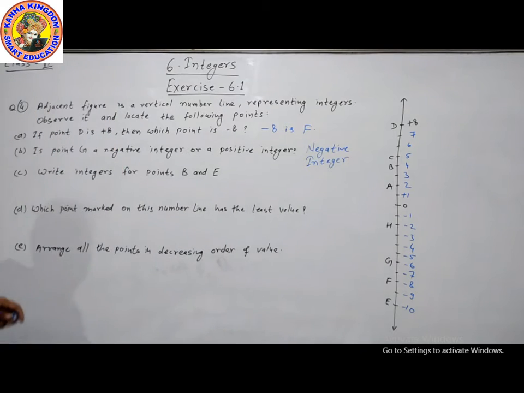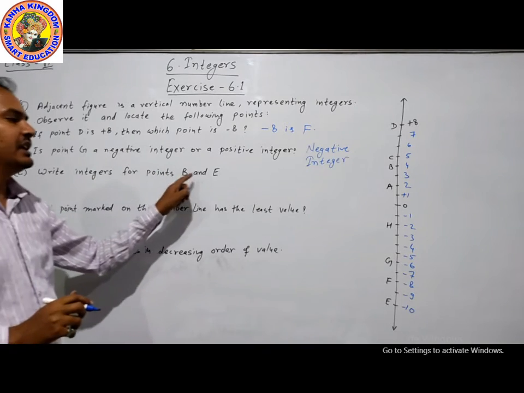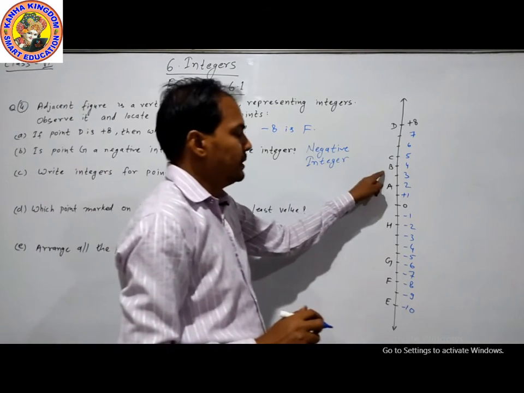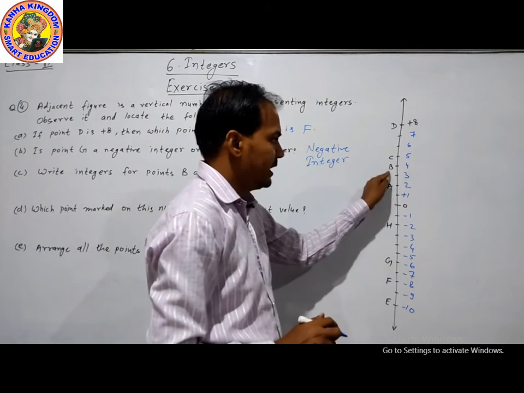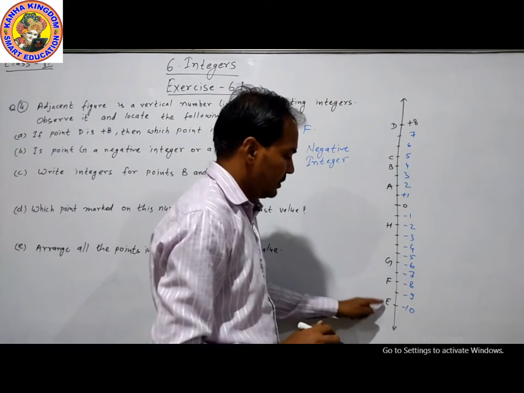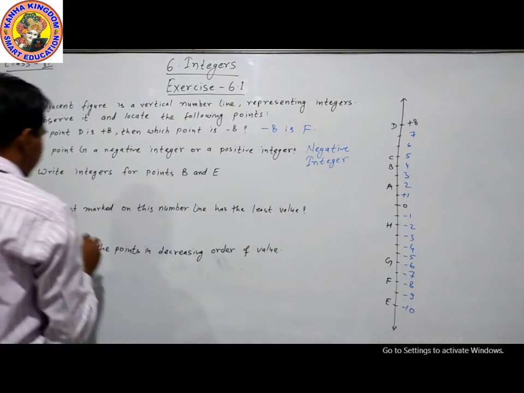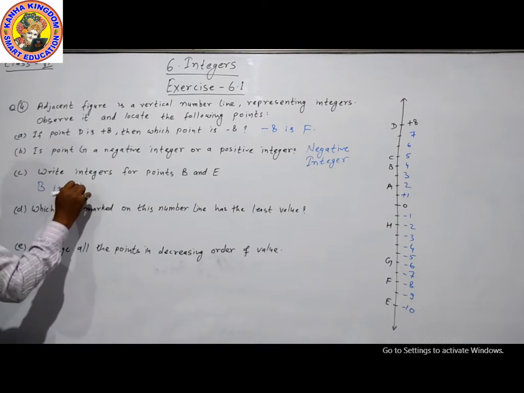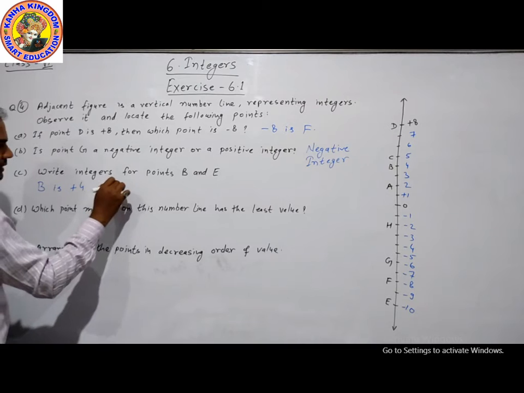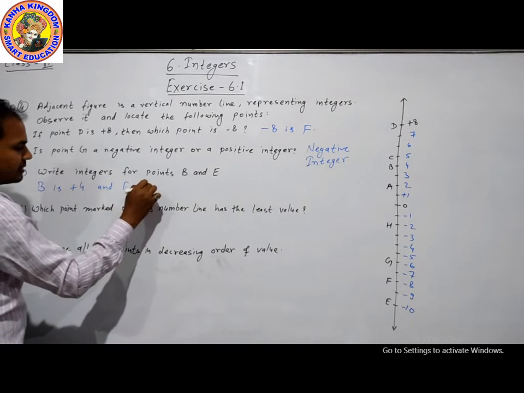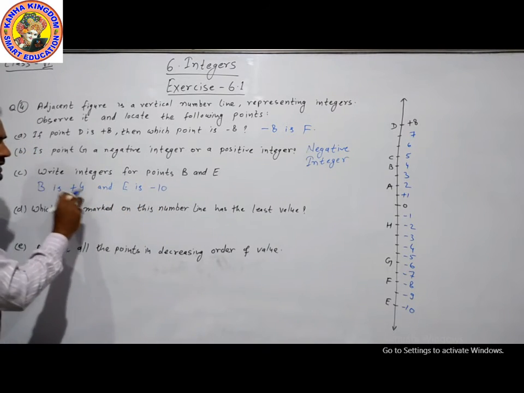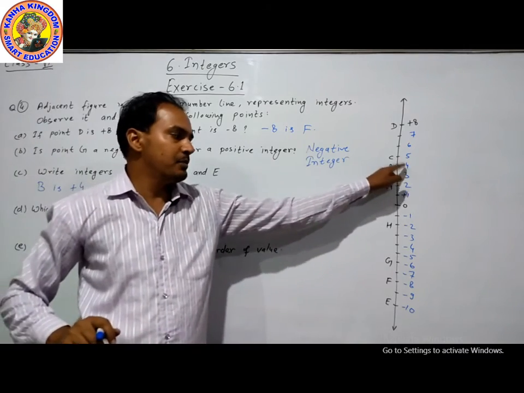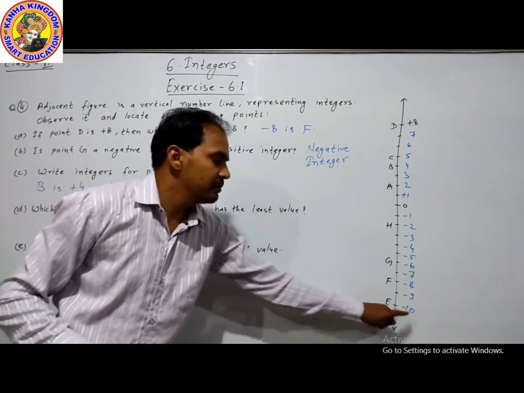G is a negative integer. Write integers for points B, E. B is plus 4 and E is minus 10.